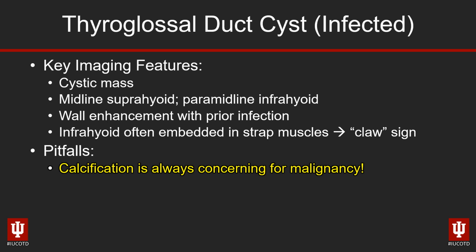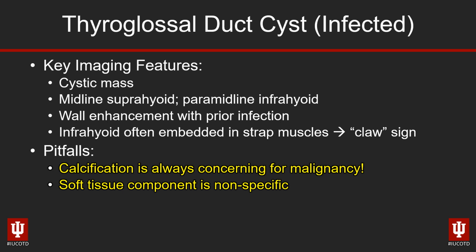There are some pitfalls to be aware of. The first is that if you see calcification in a thyroglossal duct cyst, you need to be very, very concerned, because that's highly associated with malignancy. It's a very specific finding. When you see it, those patients, you should absolutely be concerned that they've developed thyroglossal duct cyst carcinoma, which is typically going to be a papillary carcinoma.